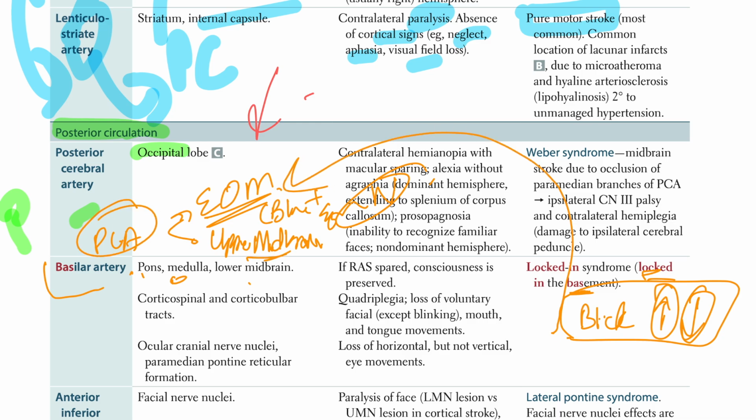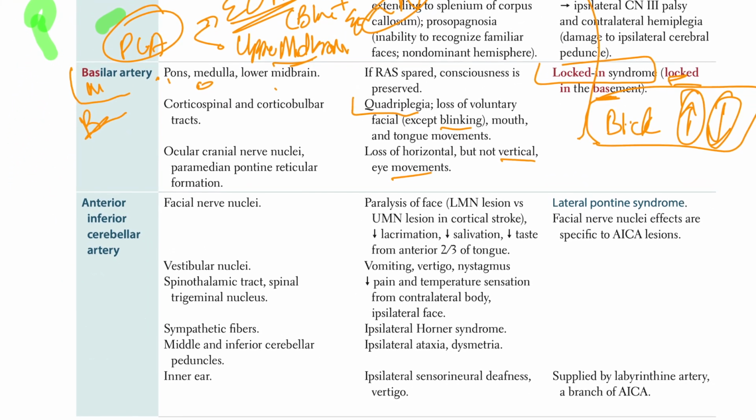Okay. And so let's just talk about the whole thing. Quadriplegia except blinking. Everything is lost except vertical eye movements, and it is known as locked-in syndrome. Locked-in basement is the mnemonic for basilar. Okay, and that's where we have. Then you have this basilar artery gives rise to ICA, if you recall, right?